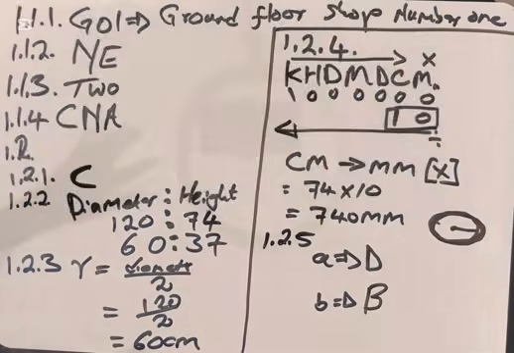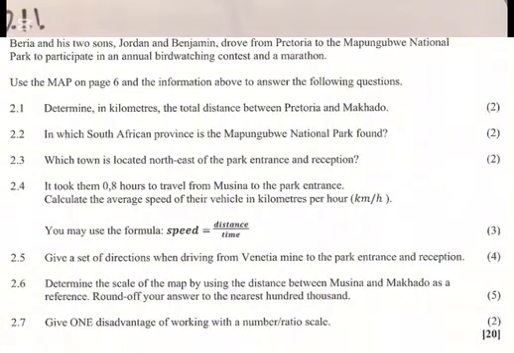Let's move to question 2. Question 2 says, Beria and his 2 sons, Jordan and Benjamin, drove from Pretoria to the Mapungubwe National Park to participate in an annual bird watching contest and a marathon. Use the map on page 6 and the information above to answer the following questions.